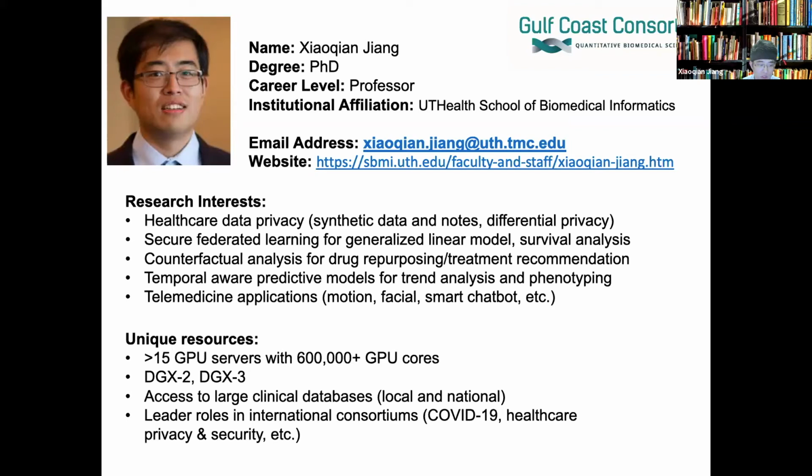In terms of unique resources, we have developed a very strong GPU center with more than 15 GPU machines, over 500,000 GPU cores, including both the latest DGX2 and DGX3 in place. We have access to large clinical databases, Optum and UT Physician, and some portion of the Memorial Hermann inpatient data. I also lead an international consortium on COVID-19 research. Next slide, please.